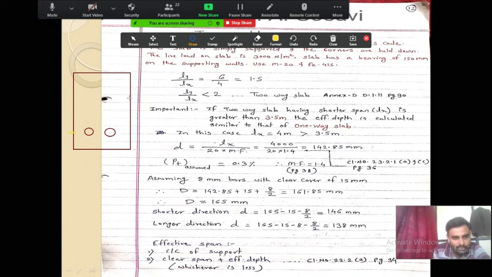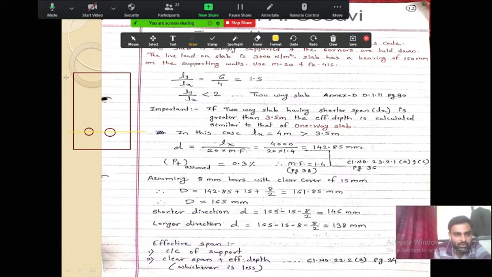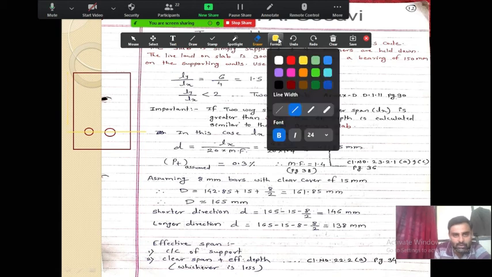Suppose, I will draw this line, that is the axis which is passing through the center of the bar. So here what is happening, in the case of this 146, if you see how this 146 comes, this is our overall depth. Whatever this value is, this is our overall depth. I think this color is not visible, I will change the color.